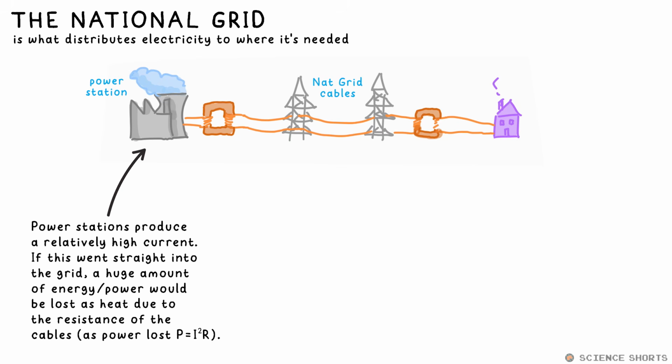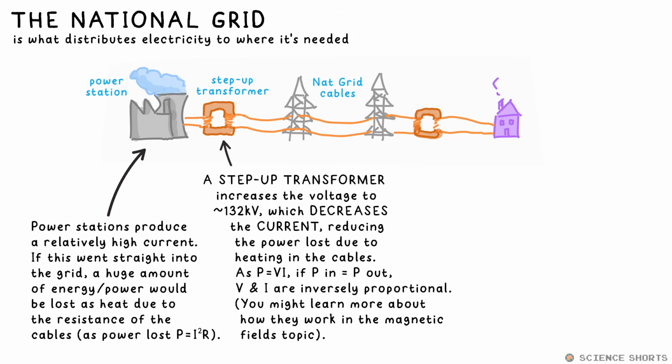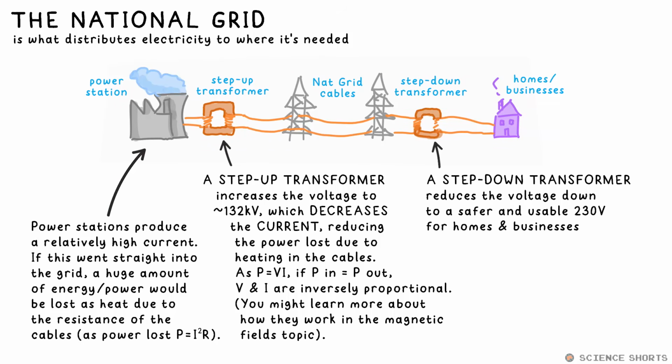To reduce the energy lost, transformers are used. A step-up transformer outside the power station increases the transmission voltage to over 100,000 volts. As P equals VI and power stays roughly the same in the process, if PD goes up, current must go down. This decrease in current means less energy and power is lost due to heating. Of course, having such a high voltage going into homes would be dangerous and unnecessary, so we have a step-down transformer nearby to reduce it back down to a safer 230 volts.